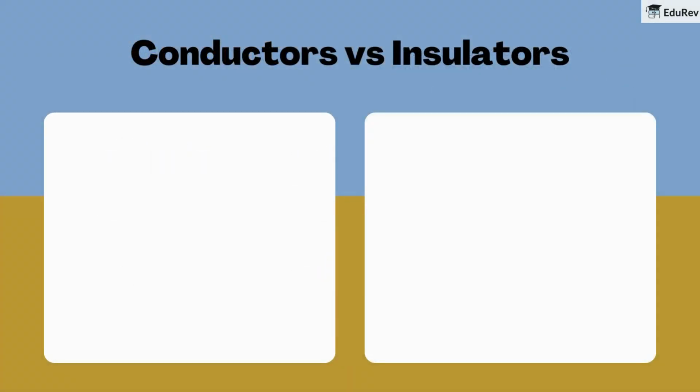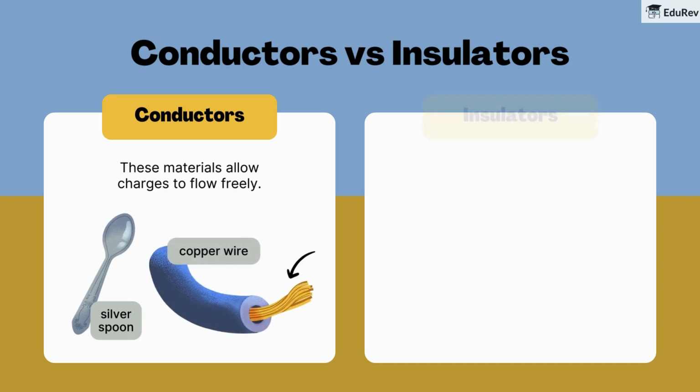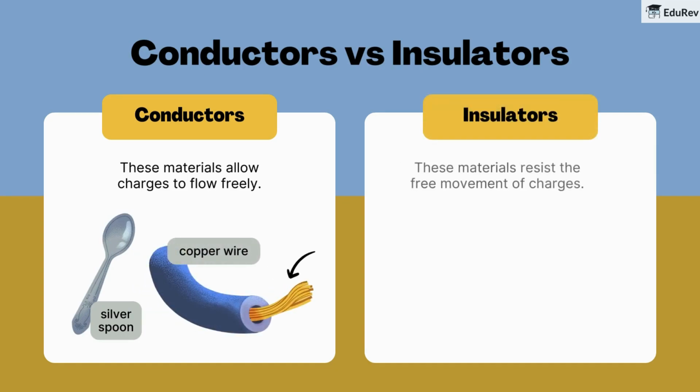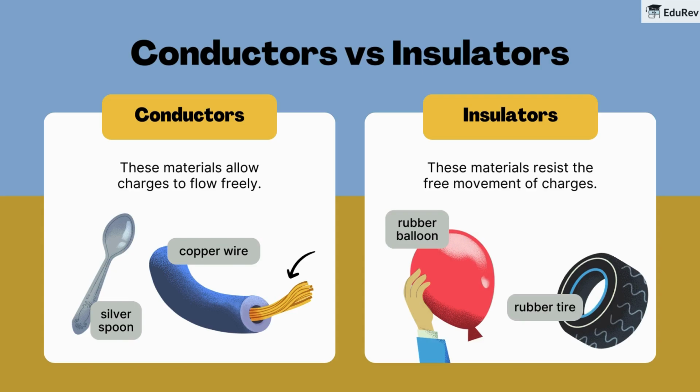Conductors versus insulators. Conductors. These materials allow charges to flow freely, like a silver spoon or copper wire. Insulators. These materials resist the free movement of charges, like a rubber balloon or tire.